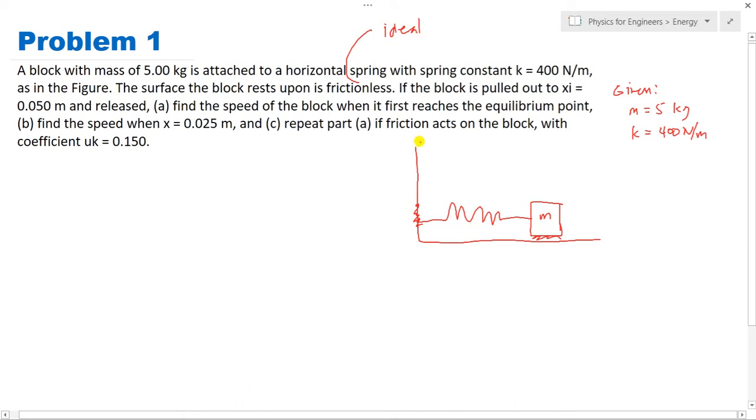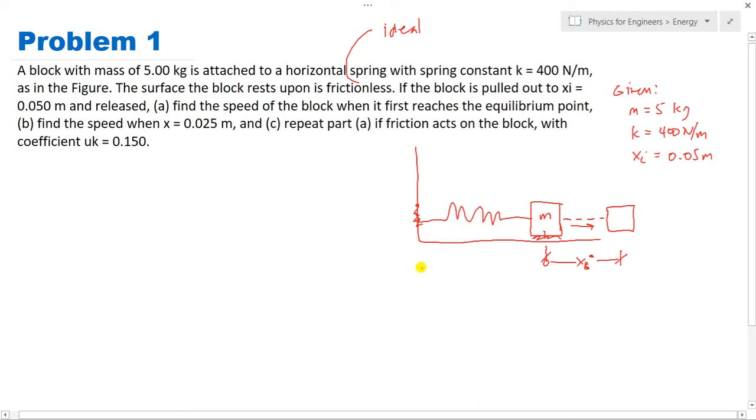If the block is pulled out to x of I, so if this is the equilibrium point plus 0, gipull daw siya padong adto. So meaning, kung gipull siya, it already possesses spring potential energy. Then x of I now is equal to 0.05 meters. So kaning gi-draw are x of I, mao na displacement. Gibira siya padong adto.